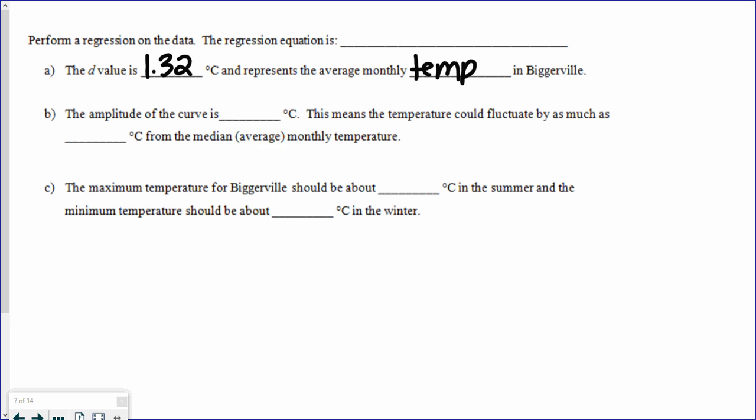The amplitude of the curve. So again, amplitude is from your median line to your maximum and your median line to your minimum. Again, you're calculating these out. I didn't just pull this from nowhere. What I figured out is my maximum value and my minimum value. This is kind of in a weird order. Looking at question C is where I probably should have gone first, but the maximum temperature for Biggerville should be about 21.9 degrees Celsius.